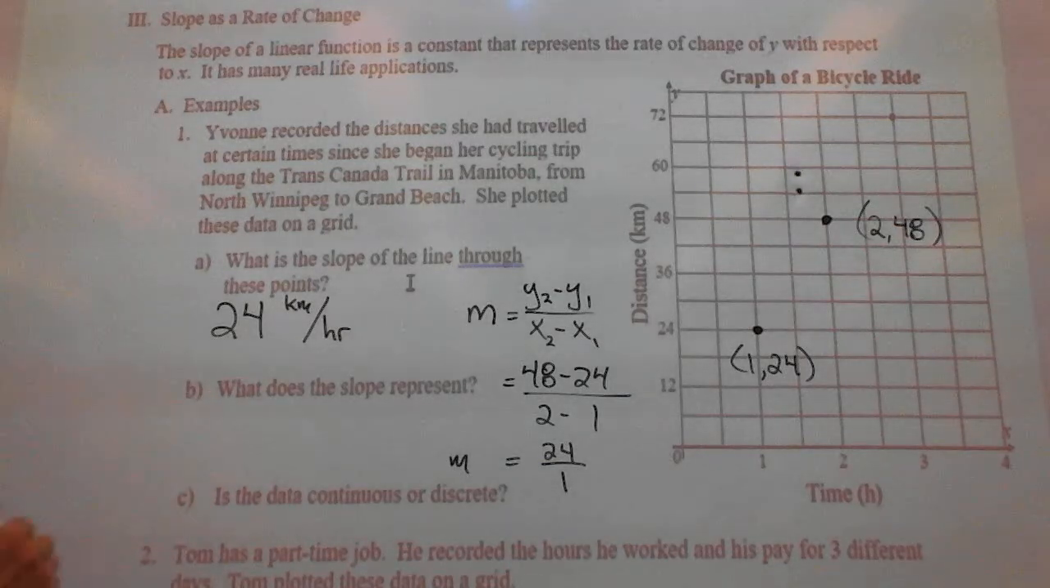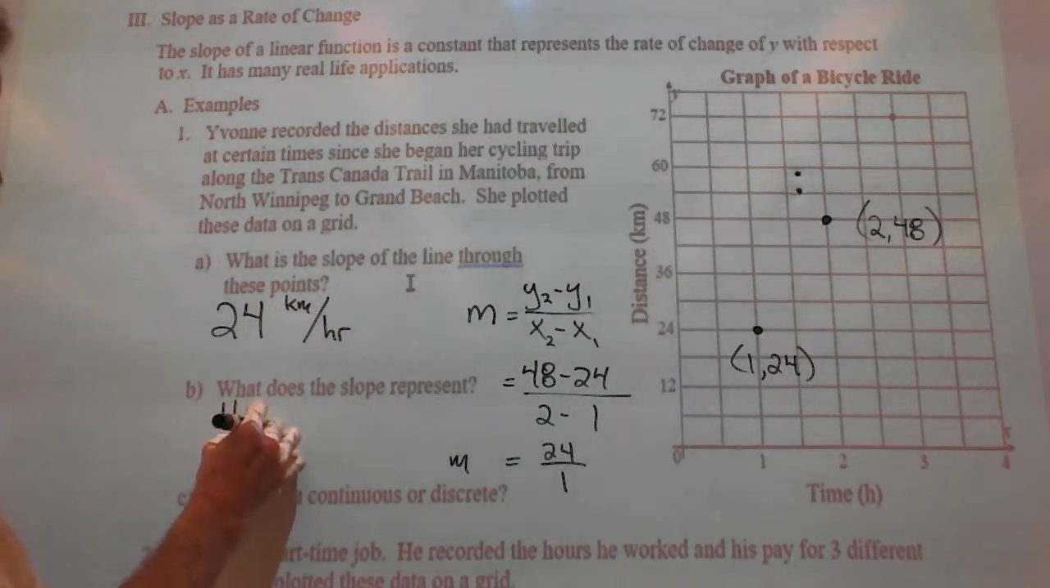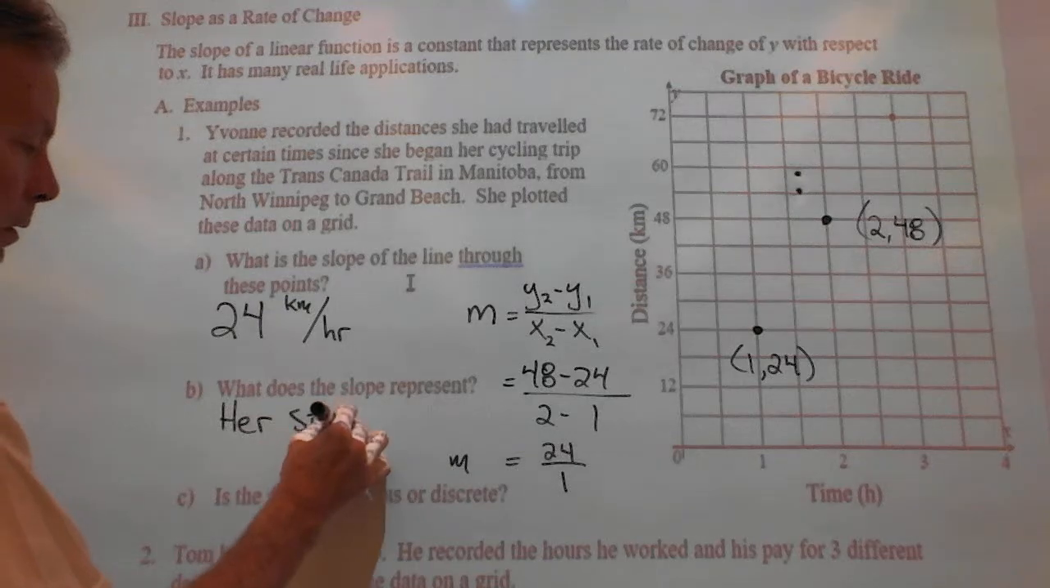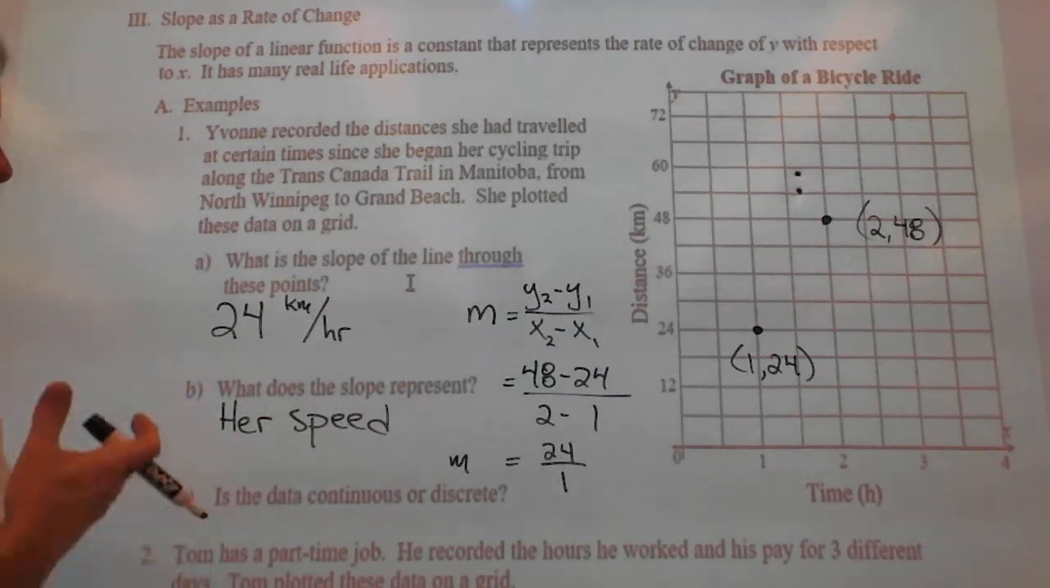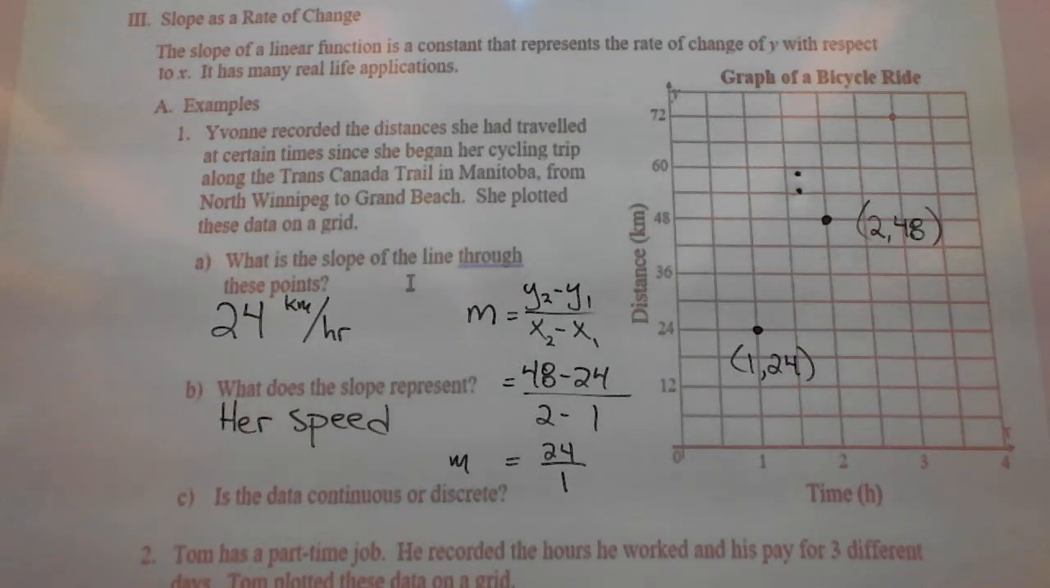What does the slope represent? Her speed. Okay, so that's how fast she was going. 24 kilometers per hour on her lovely run. Okay?